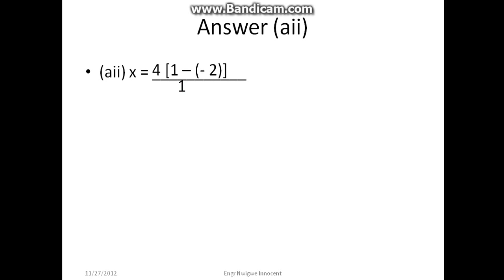Then if you solve according to the law of BODMAS, we do the bracket first. Then when we open the bracket, we now have 4 in bracket 1 plus 2 all over 1. Therefore, what we have in the bracket is 1 plus 2, which is 3. 3 times 4 will give us 12.